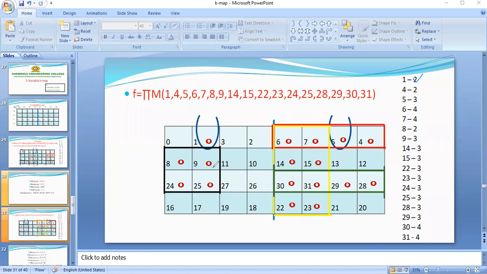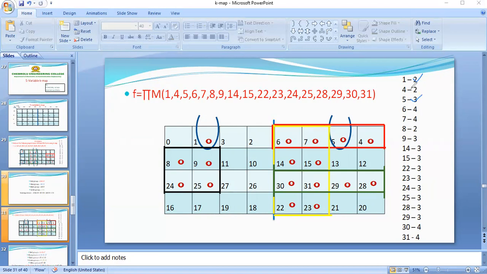So we have two possible expressions also. See here I'm considering 1 and 5 here. So 1 and 5 are involved in the group.